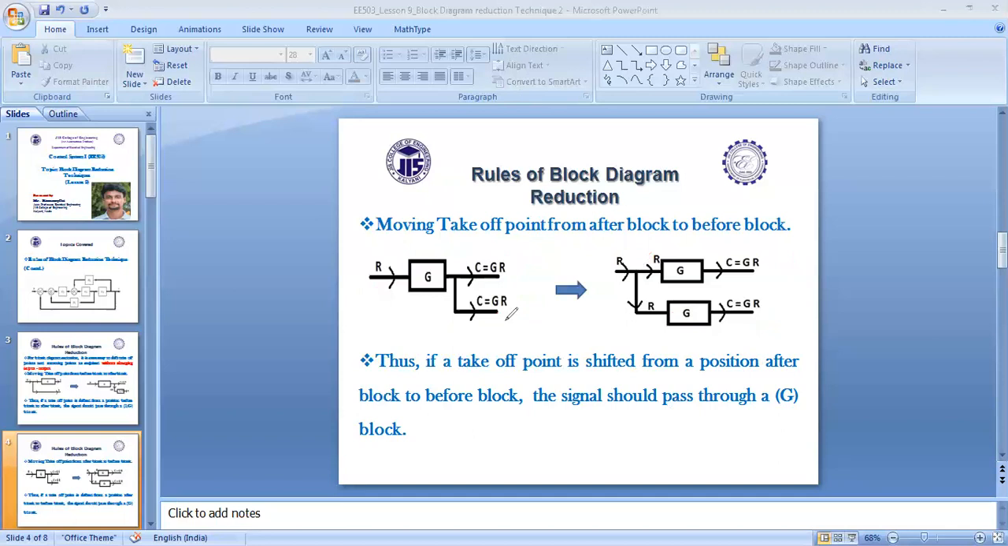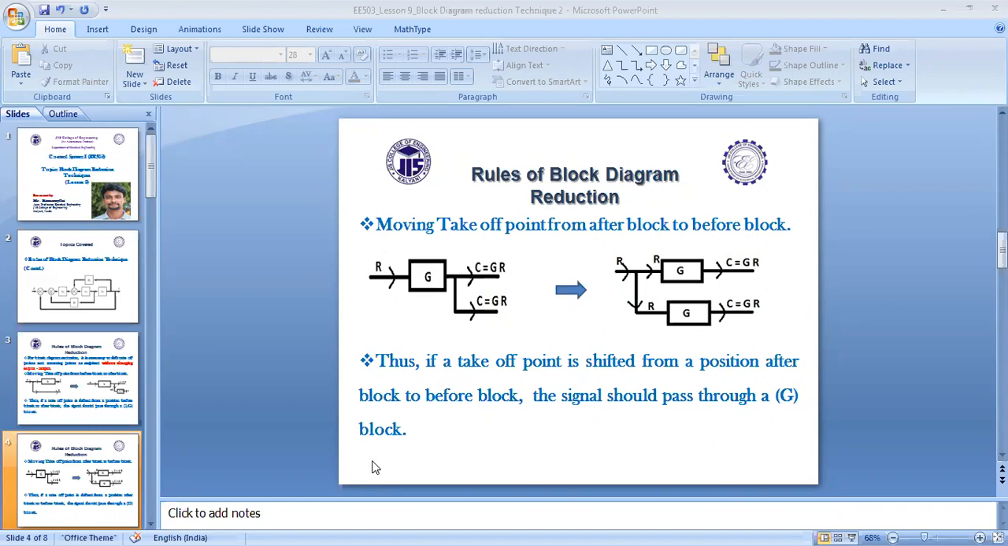So two important conclusions we have made here. If the takeoff point is shifted from before the block to after the block, the signal should be multiplied by 1 by G. If the takeoff point is to be shifted from after the block to before the block, the signal should be multiplied by G. So this is all about shifting of the takeoff point.